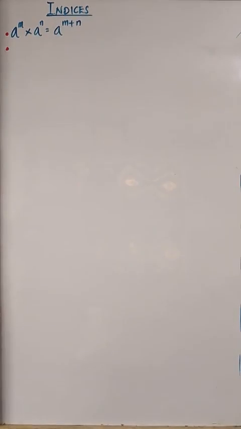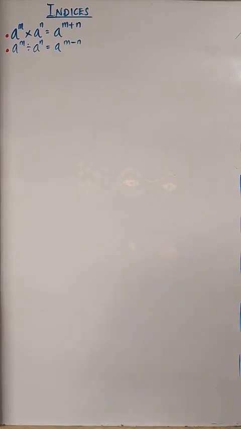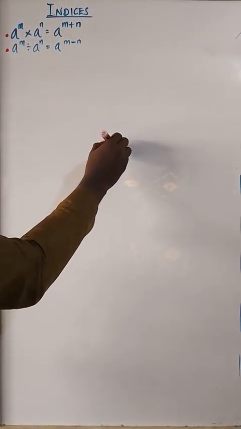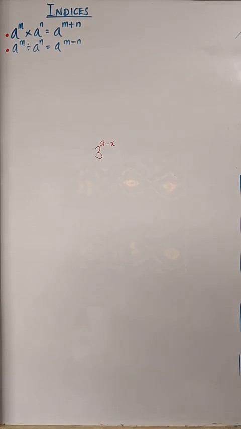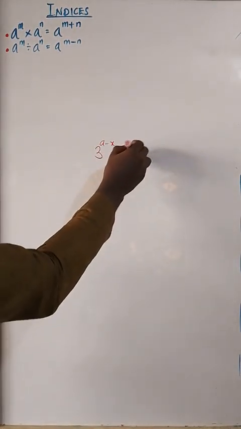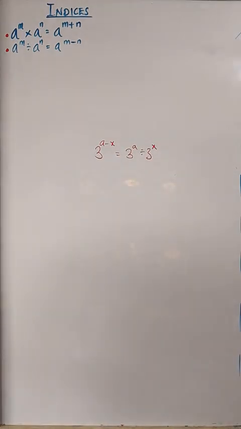Let's note them out. This is the first law. This is the second law. And note, these 2 laws, we can still reverse them. For example, let's suppose I have something like this: 3 raised to power a minus x. So this is law 2. In reverse, the answer is 3 raised to power a divided by 3 raised to power x.